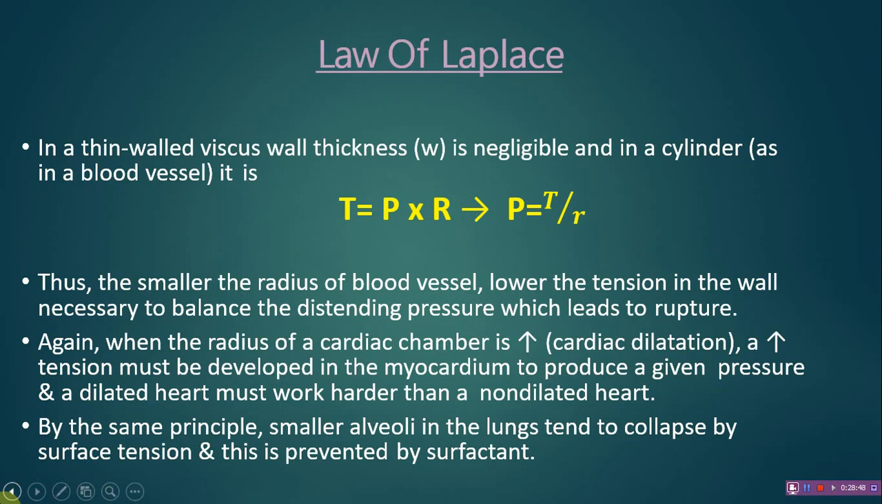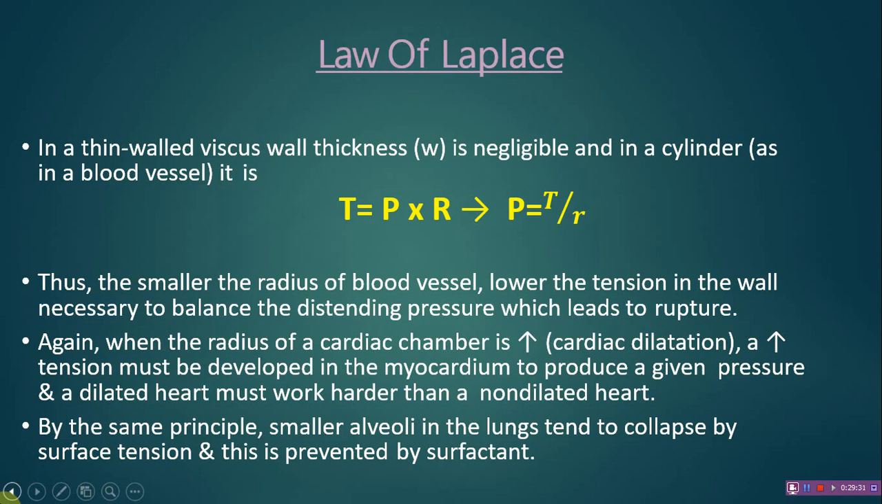In a thin walled viscus, the wall thickness W is negligible, and in a cylinder, as in a blood vessel, it is T equals P into R, or P equals T by R. Thus, the smaller the radius of the blood vessel, the lower the tension in the wall necessary to balance the distending pressure, which prevents rupture. Here, when the radius of the cardiac chamber is increased, which occurs in cardiac dilatation, the increased tension must be developed in the myocardium to produce a given pressure, and a dilated heart must work harder than a non-dilated heart.